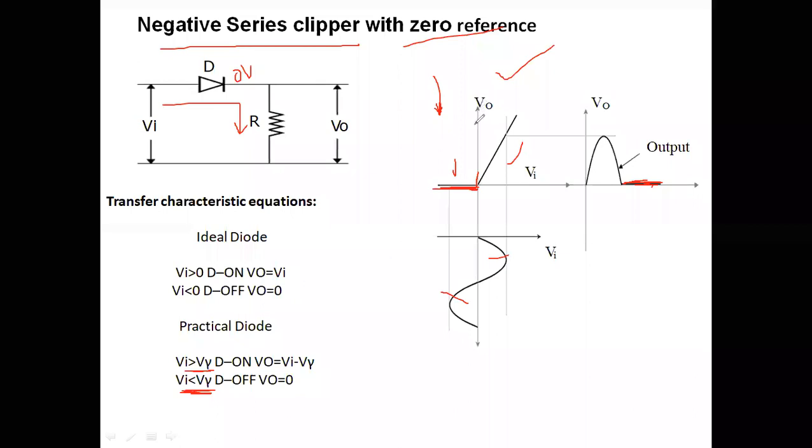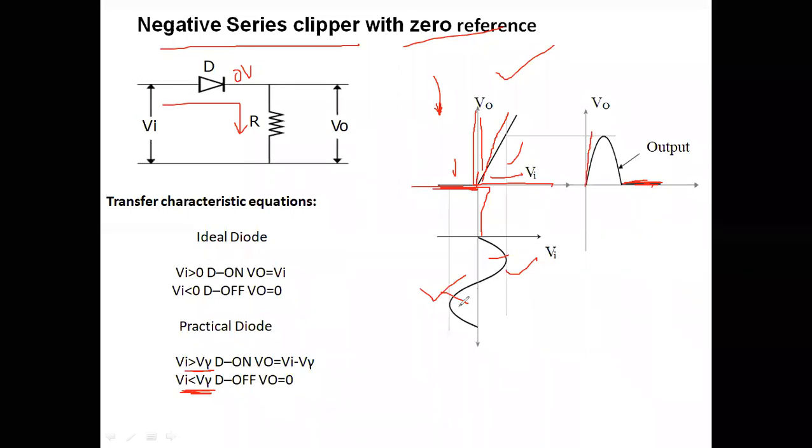Therefore, the first coordinate is going to represent the positive cycle of your input, and the third coordinate is going to represent the negative cycle of your input waveform. In the first cycle, what happens when you apply the positive cycle? As the input is increasing, the output also increases linearly.